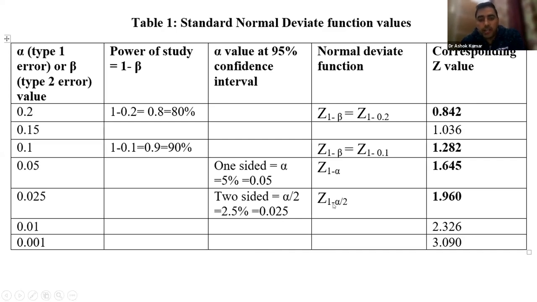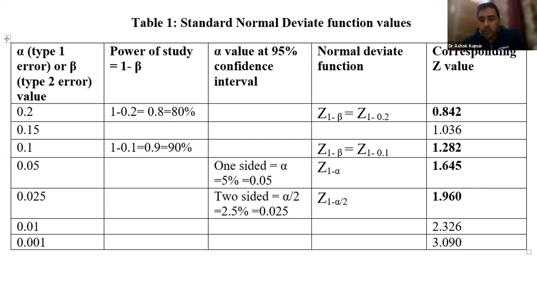So it is Z1 minus alpha by 2 or Z alpha by 2, same thing. And this value is 1.96. So please remember always this, okay? The 4 things, 1, 2, 3, and 4. Third one is 1.645 for superiority and inferiority trial.